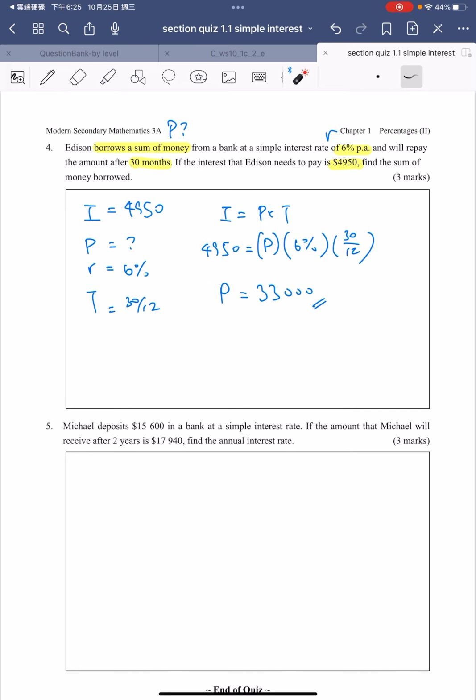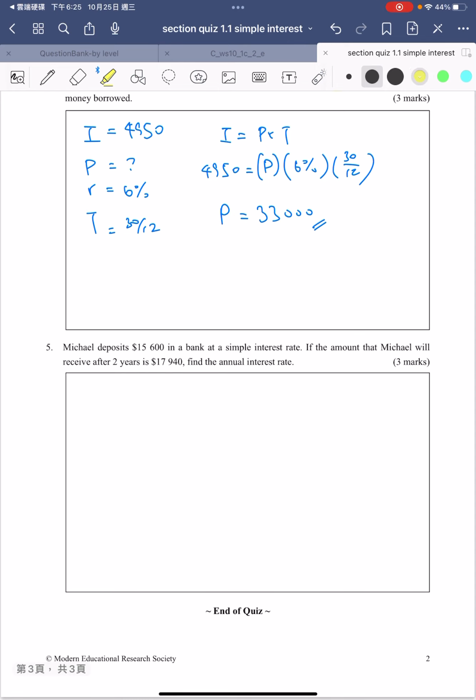Okay, so for question 5, Michael deposited 15,600, so that's the P. And now we have an interest rate that we don't know, so we have R, don't know. If the amount Michael will receive after 2 years, we have 2 years here, that is the time. So be careful, the amount received is this amount. So this is gonna be our amount. Okay, so find the annual interest rate.